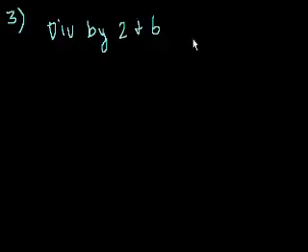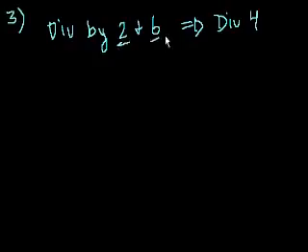It says all numbers that are divisible by both 2 and 6 are also divisible by 4. Which of the following numbers can be used to show that the statement above is false? So if a number is divisible by 2 and 6, the statement says it will be divisible by 4. We want to prove this statement is wrong, so we have to find some number that's divisible by 2 and 6 that's not divisible by 4.